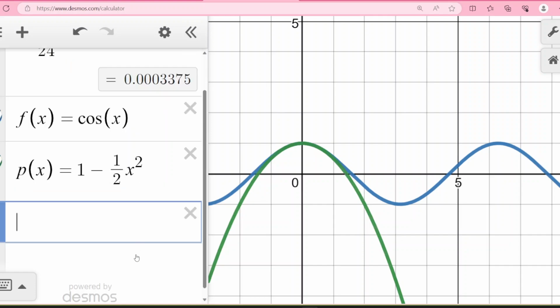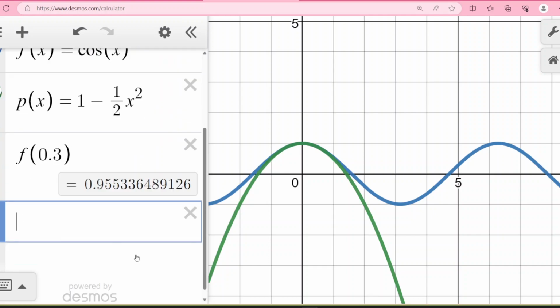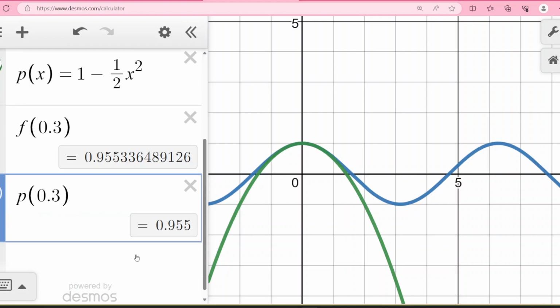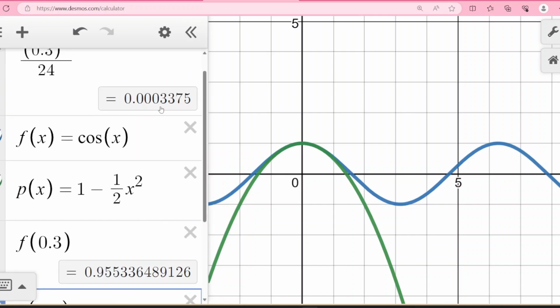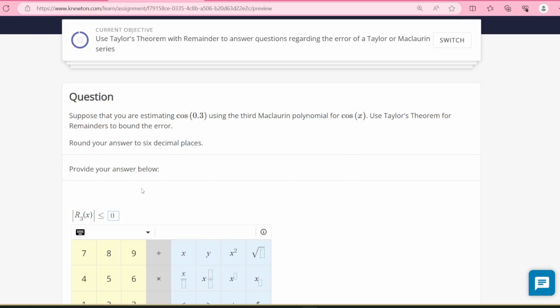Right? And look what happens when I plug in 0.3. F of 0.3, so there's the cosine of 0.3, and here's our polynomial evaluated at 0.3, and you see how it's correct in the first three decimal places, 0.955. Right there, the error is not bigger than 0.000338. But all they want is that bound on the error. So the error will be no greater than 0.000338.